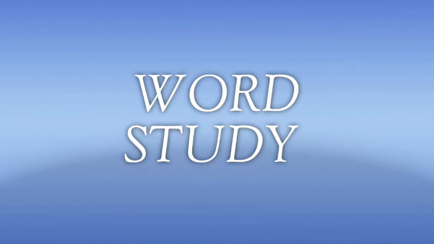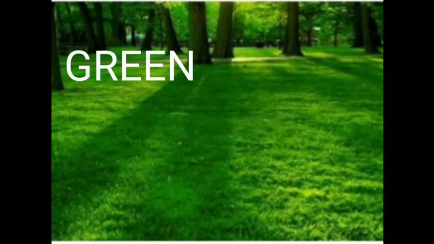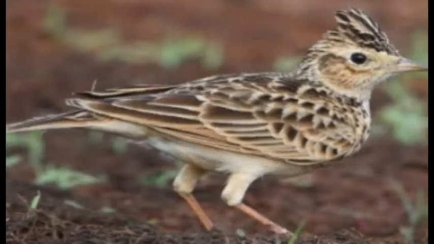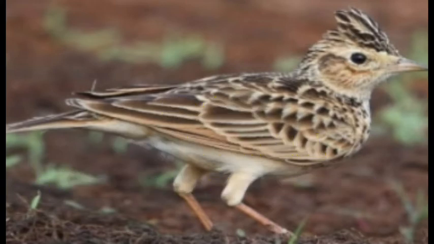Now let's listen to the new words. Green, a grassy field. Here the word green means a grassy field. Next one, you can see a picture of a bird. The name of this bird is skylark. Skylark is a small brown bird. It will be a little bigger than a sparrow.